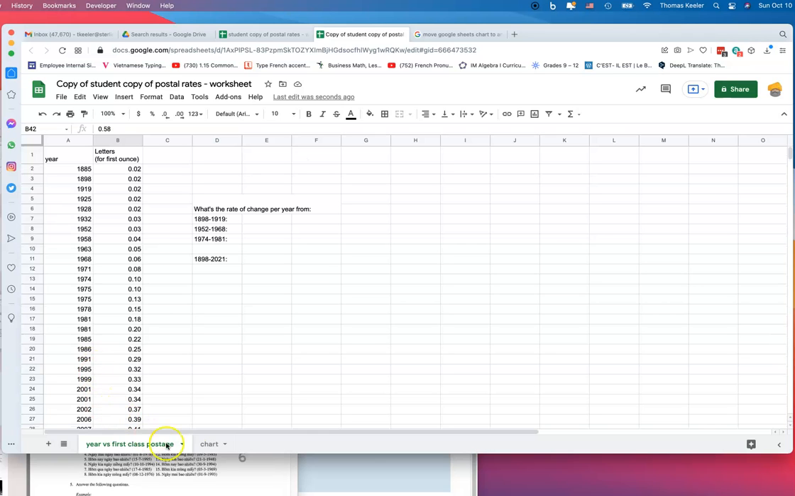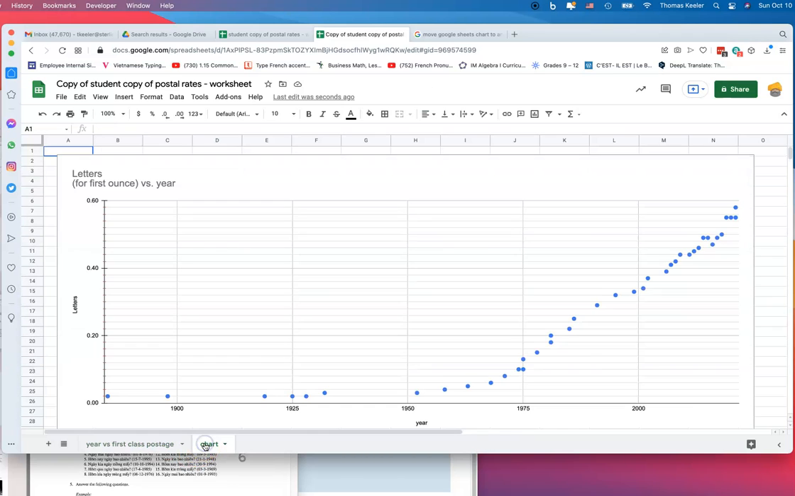And so we're going to look at the rate of increase, and we're going to see, if we look at the chart, that it's not linear. What we're going to try to do is to take pieces of it and make it linear. Right? What you can do is you can click on each of these points. So this point, for example, is 1885, 2 cents. 1898, 2 cents. 1919, still 2 cents. So no change in all those years.